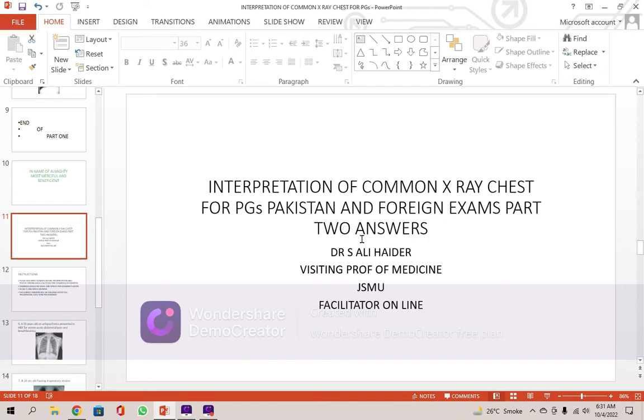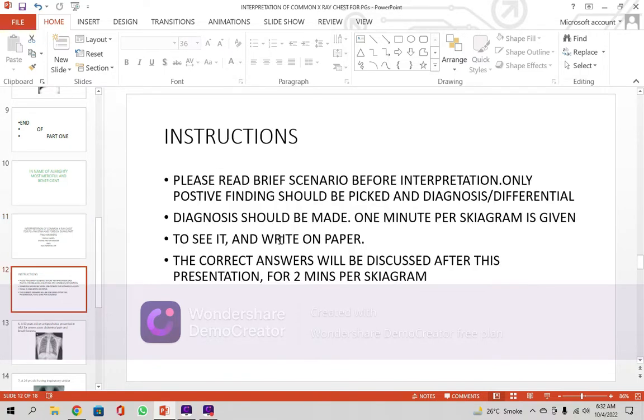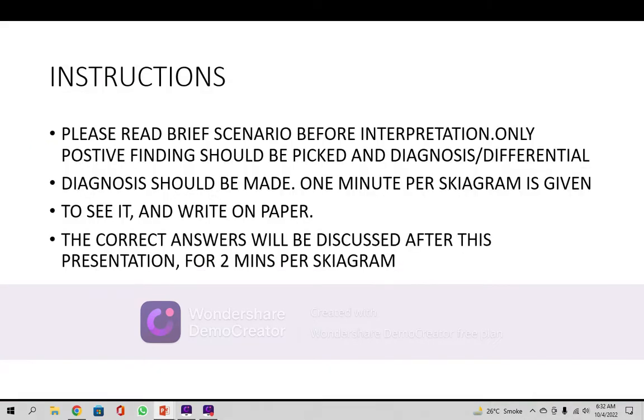Previously I have asked in part 2 session, of the interpretation of the common X-rays. The answers of the previous one are as follows. I hope that you have written on the paper the diagnosis, the findings, differential diagnosis or management strategies if it is possible. So these were the instructions which I have placed down previously.